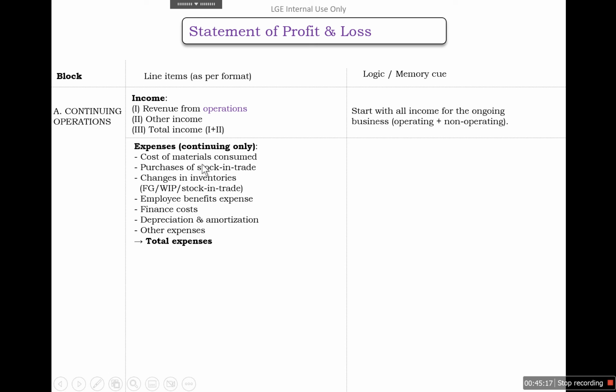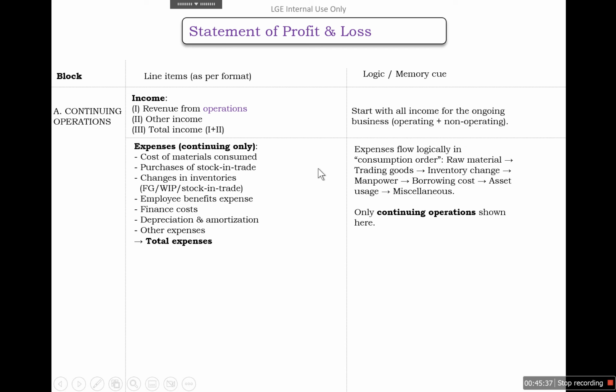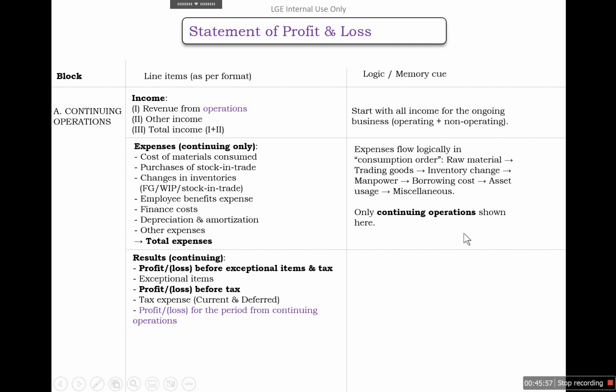First we need to present the cost of materials consumed, then purchase of stock in trade, then change in inventory. All these three items are related to inventory. Then employee benefit expenses, finance costs, then depreciation of assets, other expenses, and then total expenses from the continuing operations. To memorize it, the consumption order of expenses is: first raw material, then trading goods, then inventory change, that is devaluation, manpower, borrowing cost, asset use in the form of depreciation, and miscellaneous. So here also only continuing operations are shown.